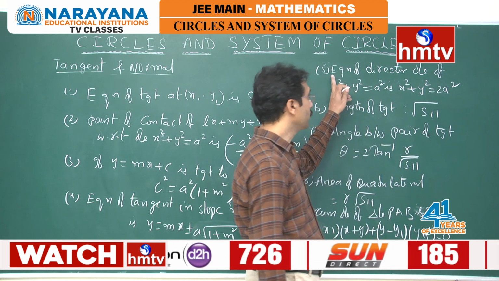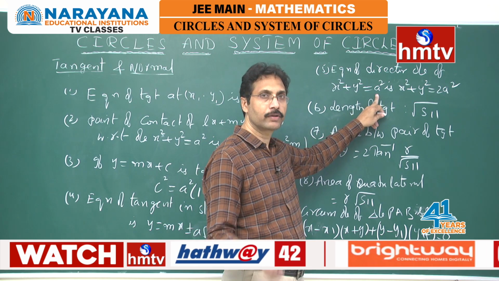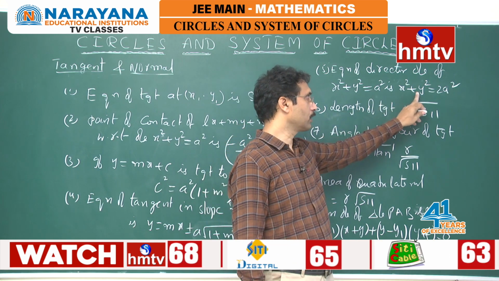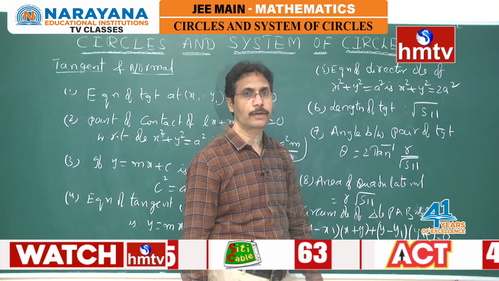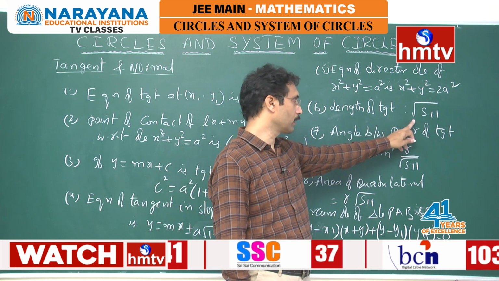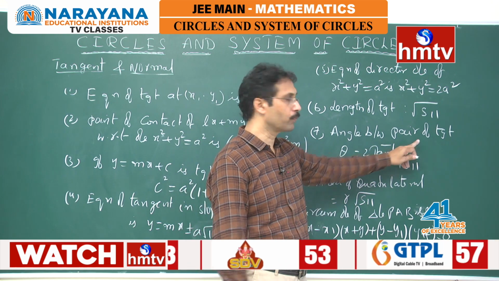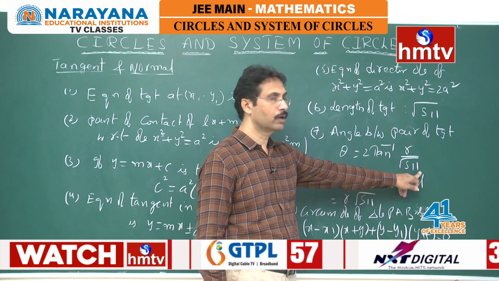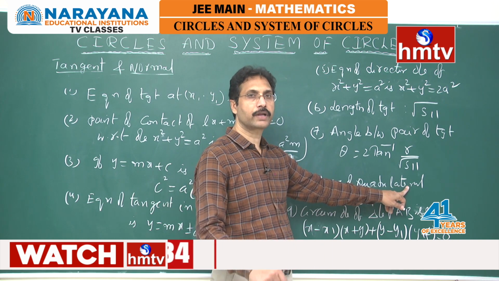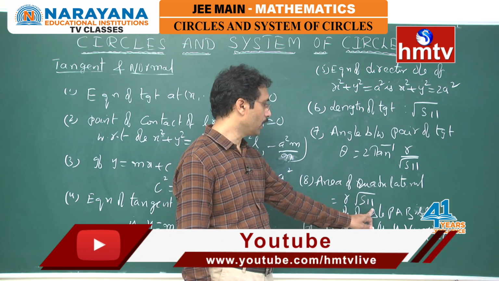Next, the equation of the director circle of this circle. Already I said the director circle is concentric with the given circle, and its radius will be root 2 times the radius of the given circle. So the director circle of this is x square plus y square is equal to 2a square. Next, the length of the pair of tangents drawn from an external point to the circle is always under root S11. The angle between the pair of tangents drawn from an external point is always 2 tan inverse r upon under root S11. Next, the area of the quadrilateral formed by the pair of tangents and their radii is always equal to r under root S11.